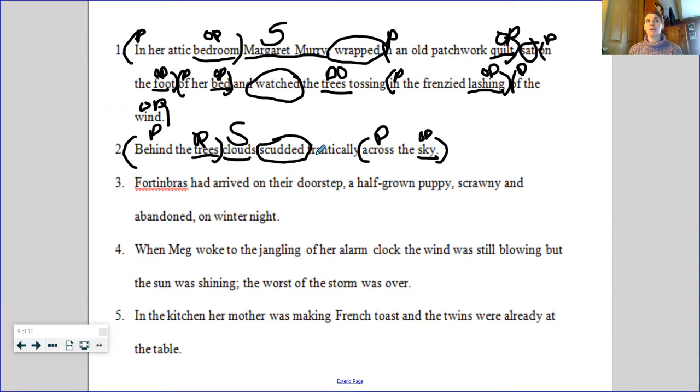A half-grown puppy, scrawny and abandoned. I think that's actually one winter night, not on winter night. Let's mark it anyways. Maybe it was on a winter night, and on is a preposition just to save us some time, and it's not necessary. We're going to pull that one out. But there is another prepositional phrase. The cat ran on again, right? So on will be the preposition. And what's the noun? On their doorstep.